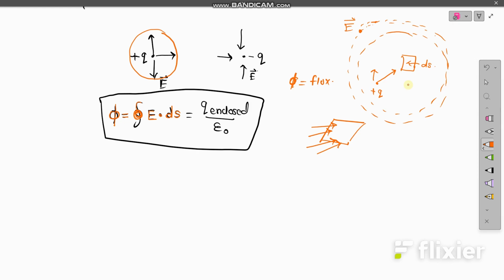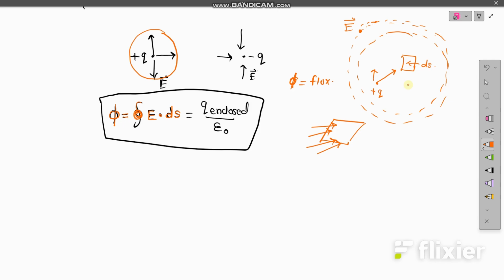So the Gaussian surface could be of any shape. It is not necessarily a circular or a spherical shape, but it must be a closed surface. There should not be any opening in the Gaussian surface. The total flux depends upon the number of charges enclosed within the surface. So there will be charges inside the surface and not outside this Gaussian surface.